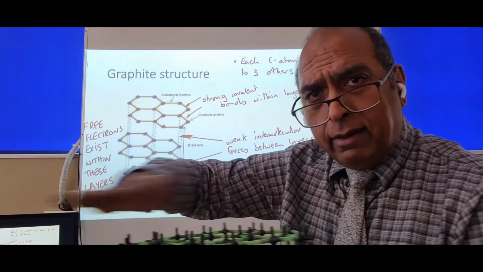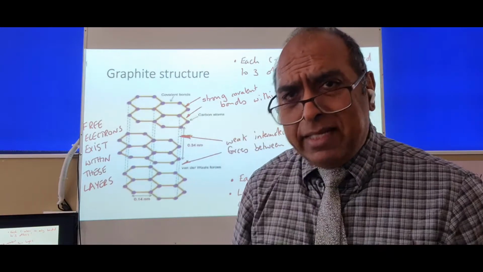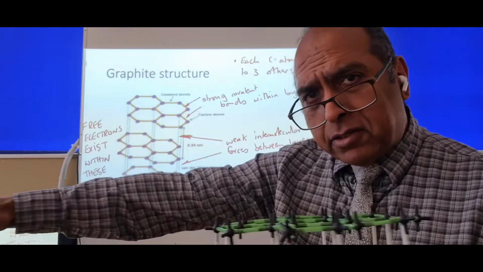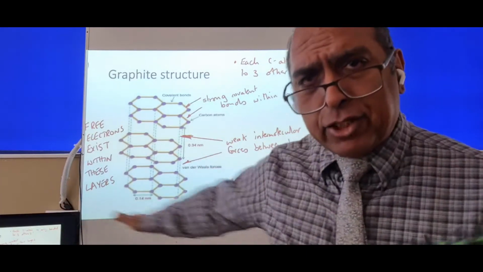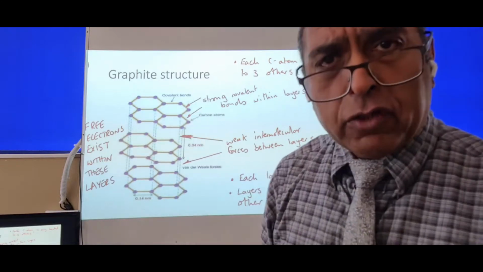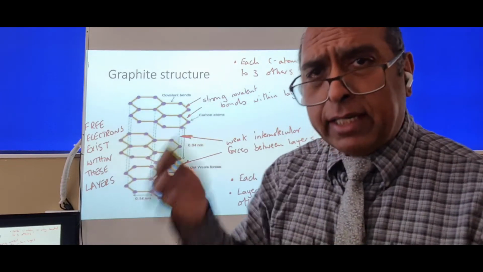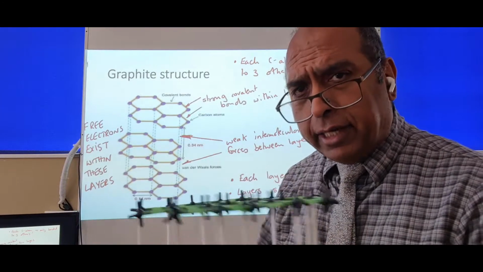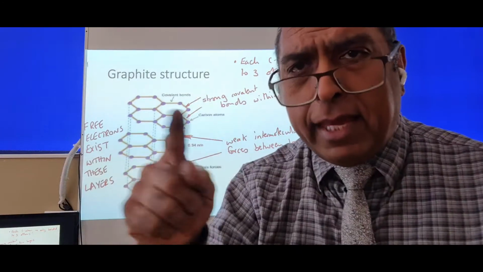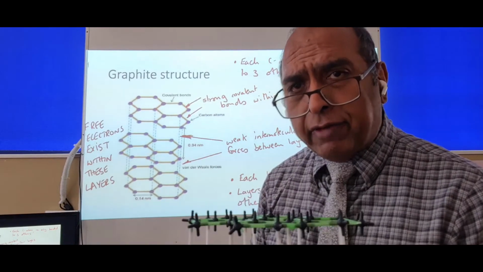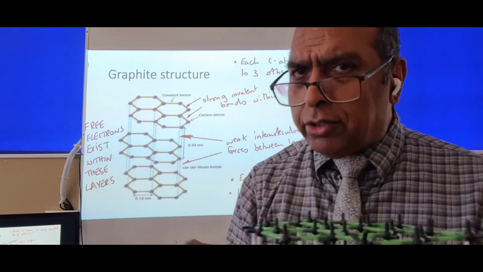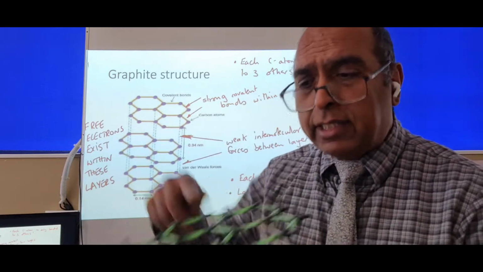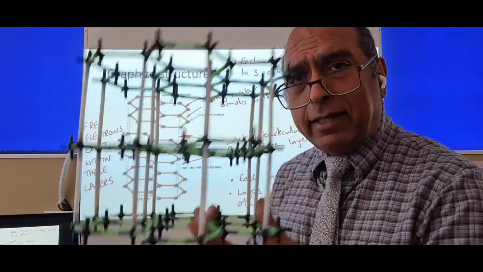Each layer is millions of carbon atoms big. And the layers are huge, millions of carbon atoms big. Each one's got a spare free delocalized electron, and so there are millions of free delocalized electrons in every layer, and they will be responsible for conduction of electricity. See, diamond does not conduct electricity, but graphite does conduct electricity because there are free electrons in the layers.